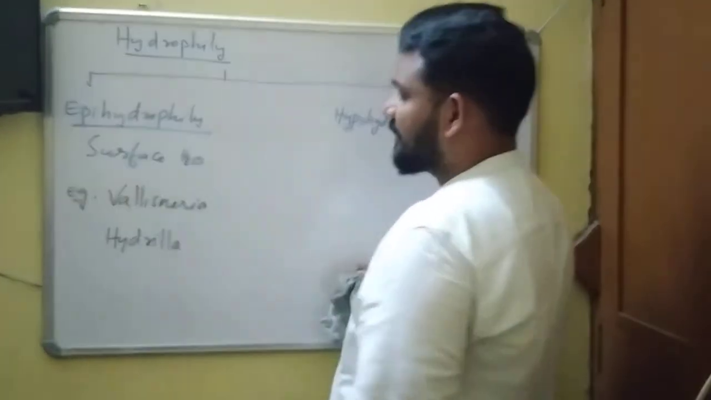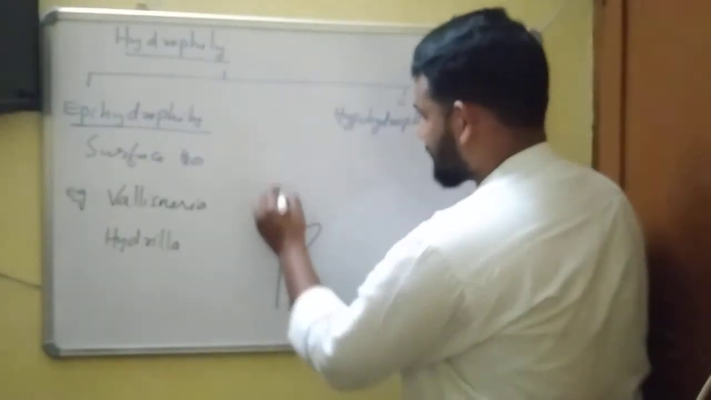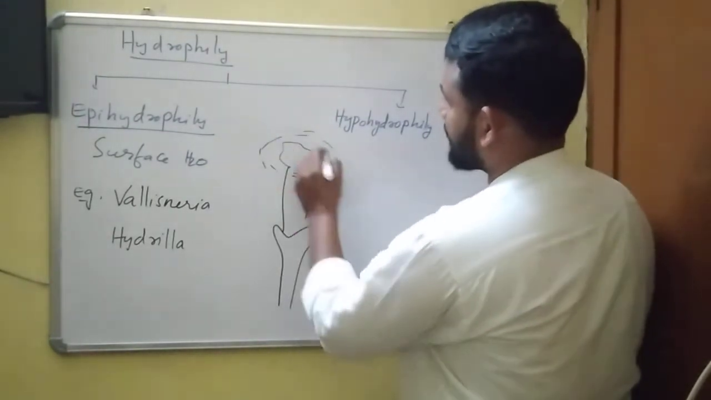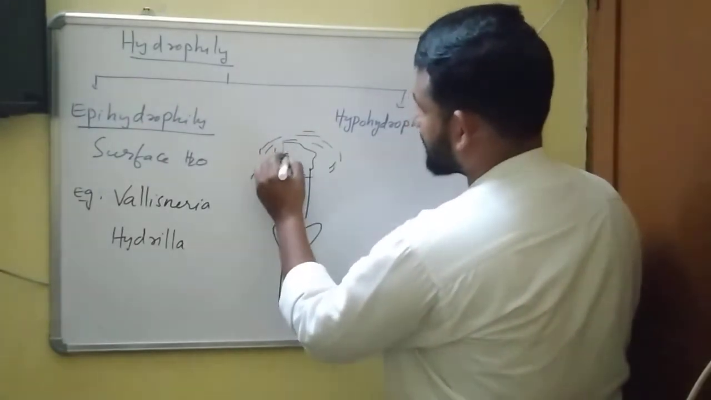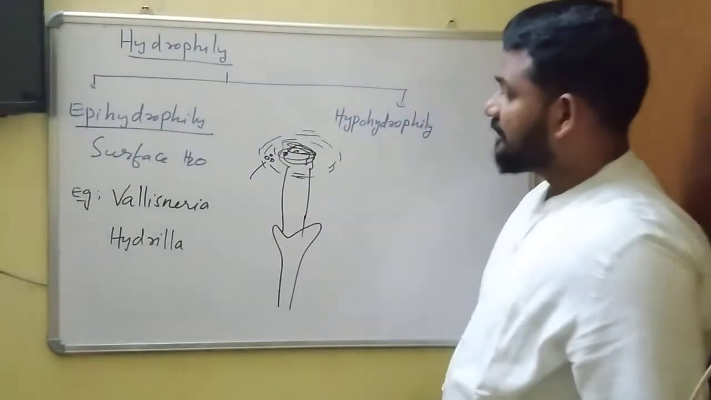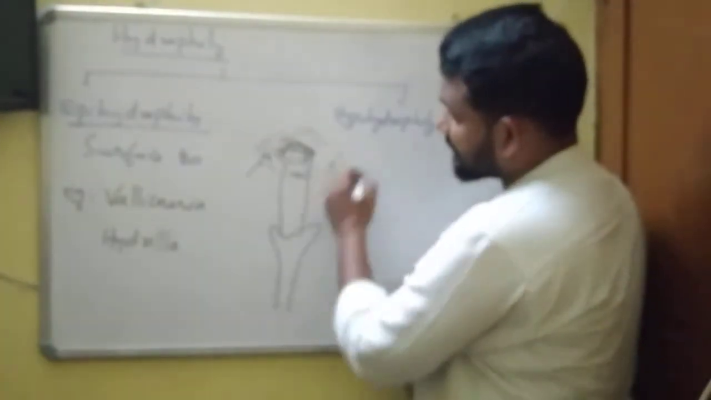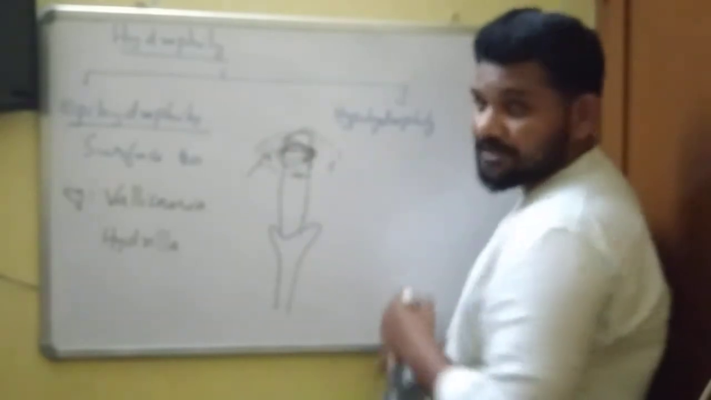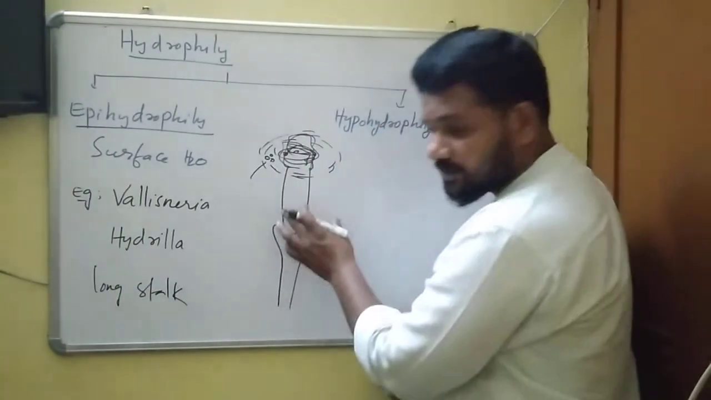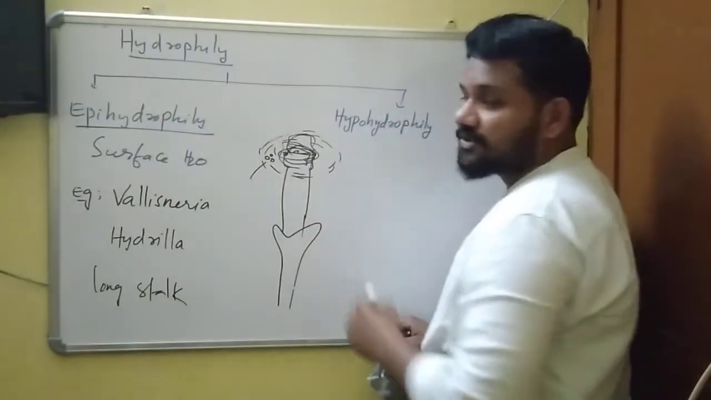Vallisneria and Hydrilla. In the NCERT book there is a diagram like this. This is water, this is a female and this is a male gamete. In Vallisneria and Hydrilla, the female flowers reach the surface of the water by their long stalk. With the help of the long stalk they can reach the surface water, and pollen grains are released on it.